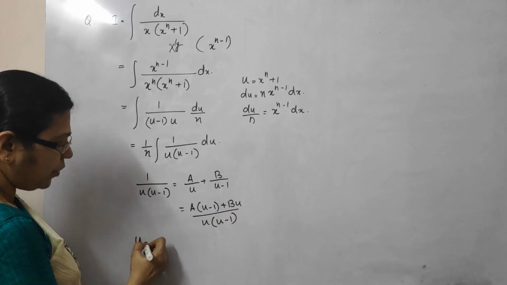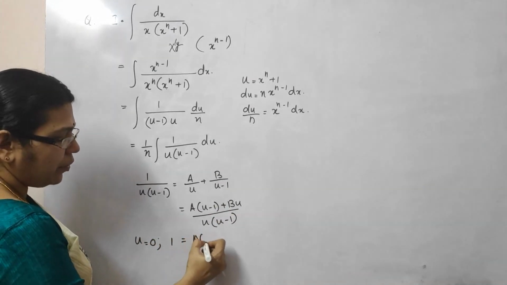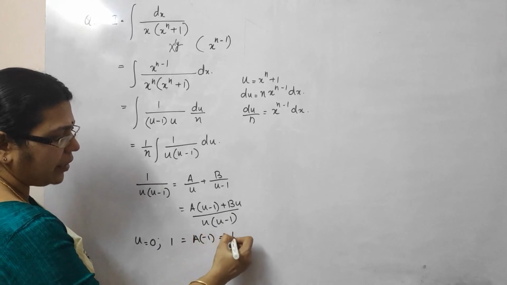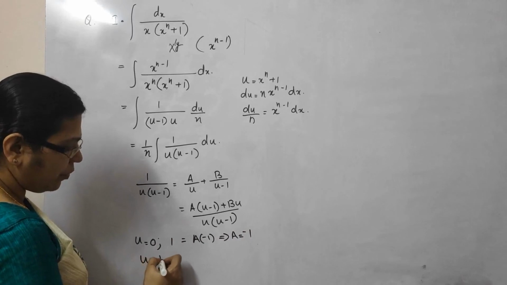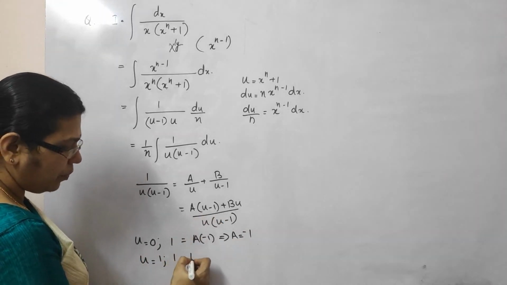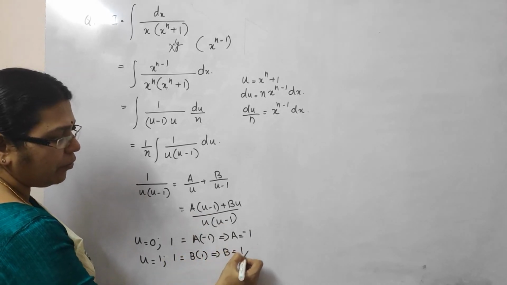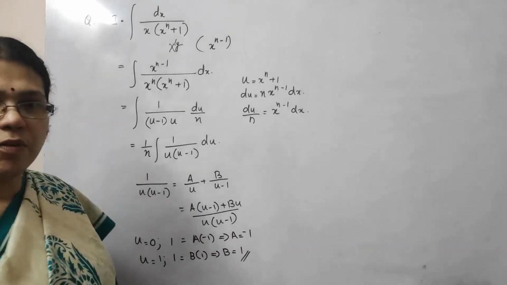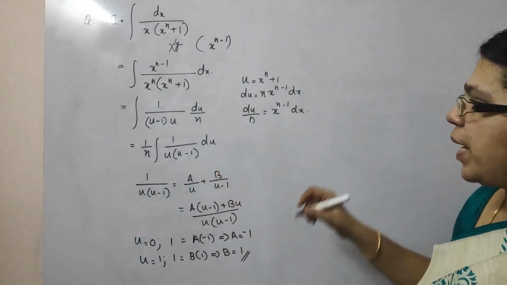Now substituting u is equal to 0, what will you get? 1 is equal to a into minus 1. This implies a is equal to what? Minus 1. When substituting u is equal to 1, what will you get? 1 is equal to, this part goes to 0, b into 1, which implies b is equal to 1. So we have got the value of both a and b. Now what are we supposed to do? We are substituting the values back, isn't it?